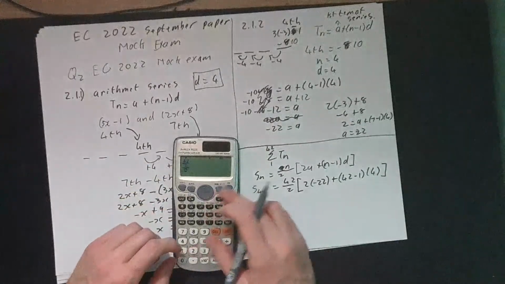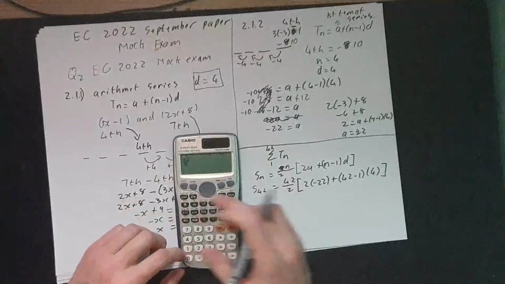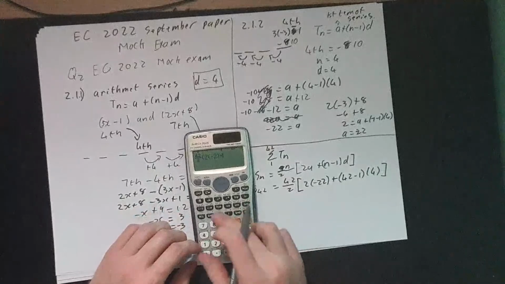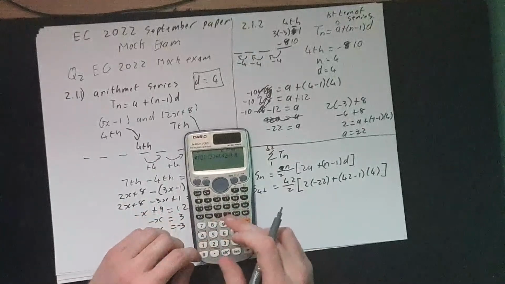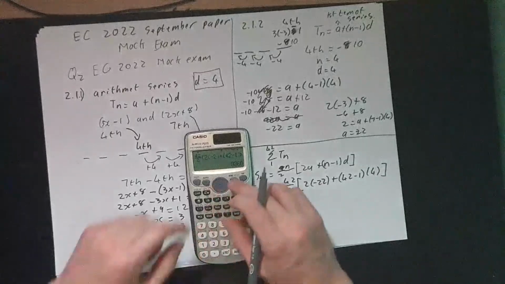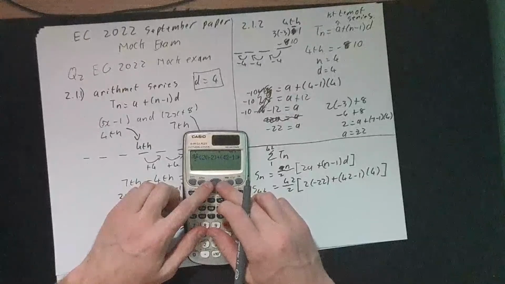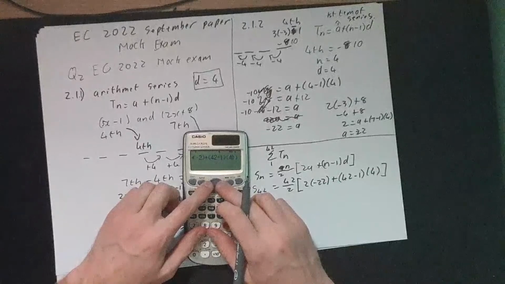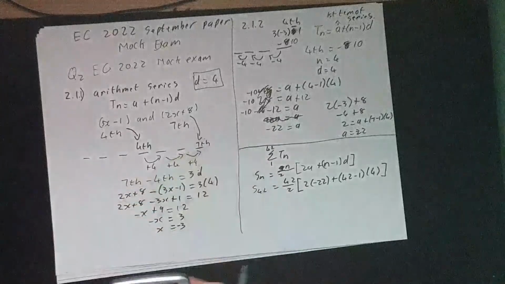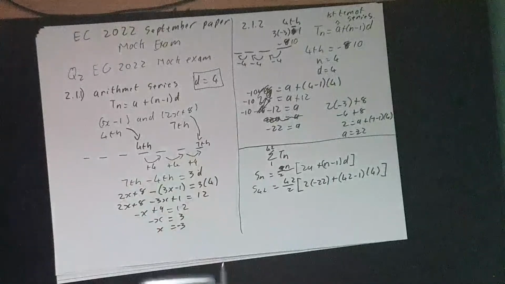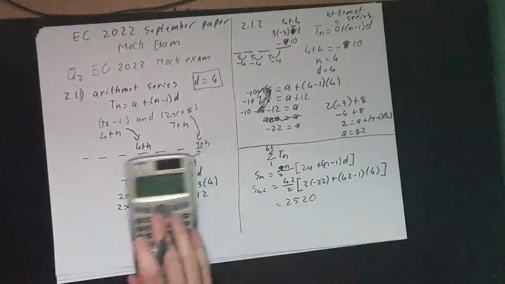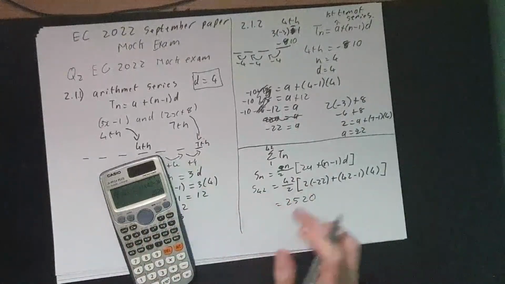So 42 over 2. Please just use brackets so that you don't mess anything up. Open bracket, 2 times negative 2. And please use the negative sign, don't use the minus. Plus 42 minus 1, and then we times that by 4. Close everything, so you should get an answer of 3. See, I've made a mistake somewhere. It's when putting in my numbers over here. Look, minus 22, not minus 2. So minus 22, and you get 2520, which is the answer. That's the sum of the first 42 terms.